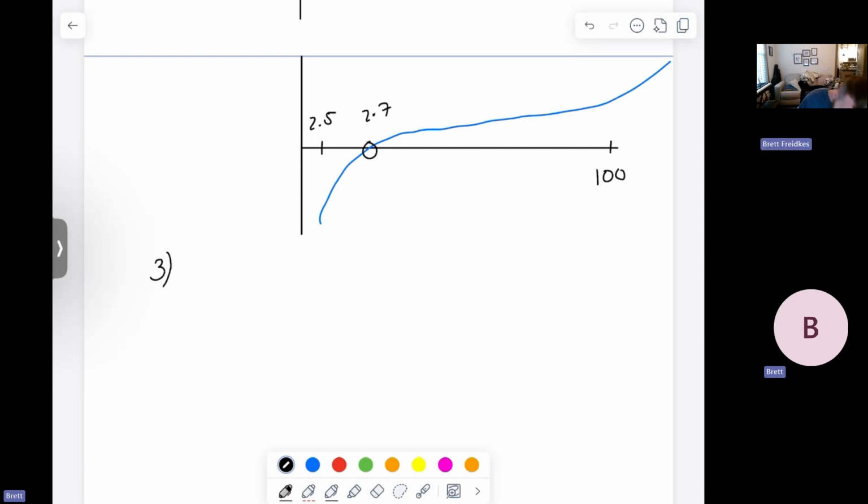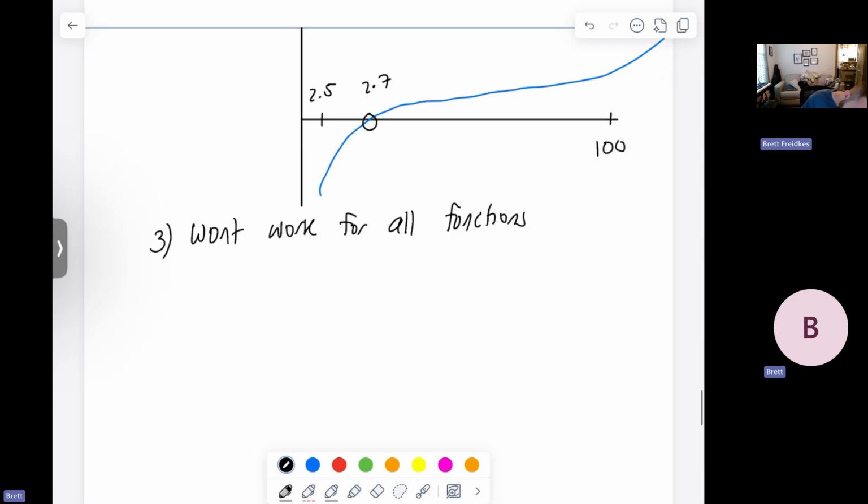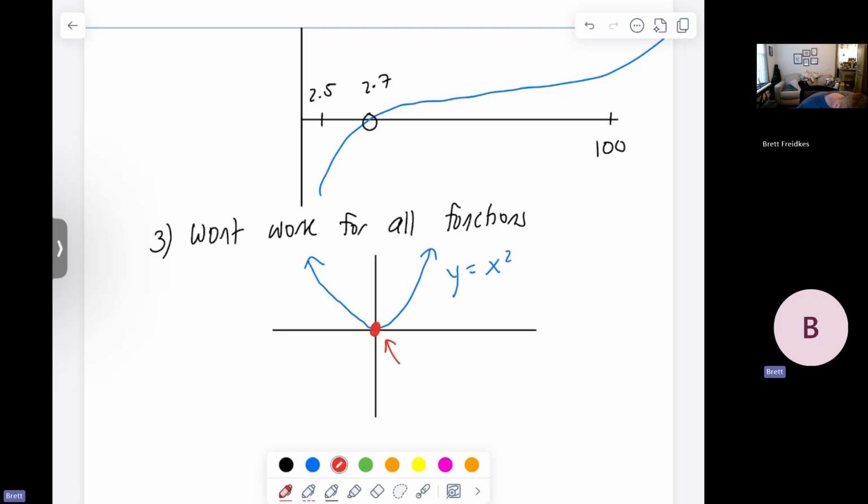Another disadvantage is that it won't work for all functions. When I say all functions, if the function doesn't have a root, then obviously it's not going to work. We're not interested in finding that root. But what I mean is there are functions with roots that we can't do this for. And a great example of that is something like y is equal to x squared. It is touching the x-axis at x equals 0, but we can't start the method because this function never goes negative. So it won't work for this.